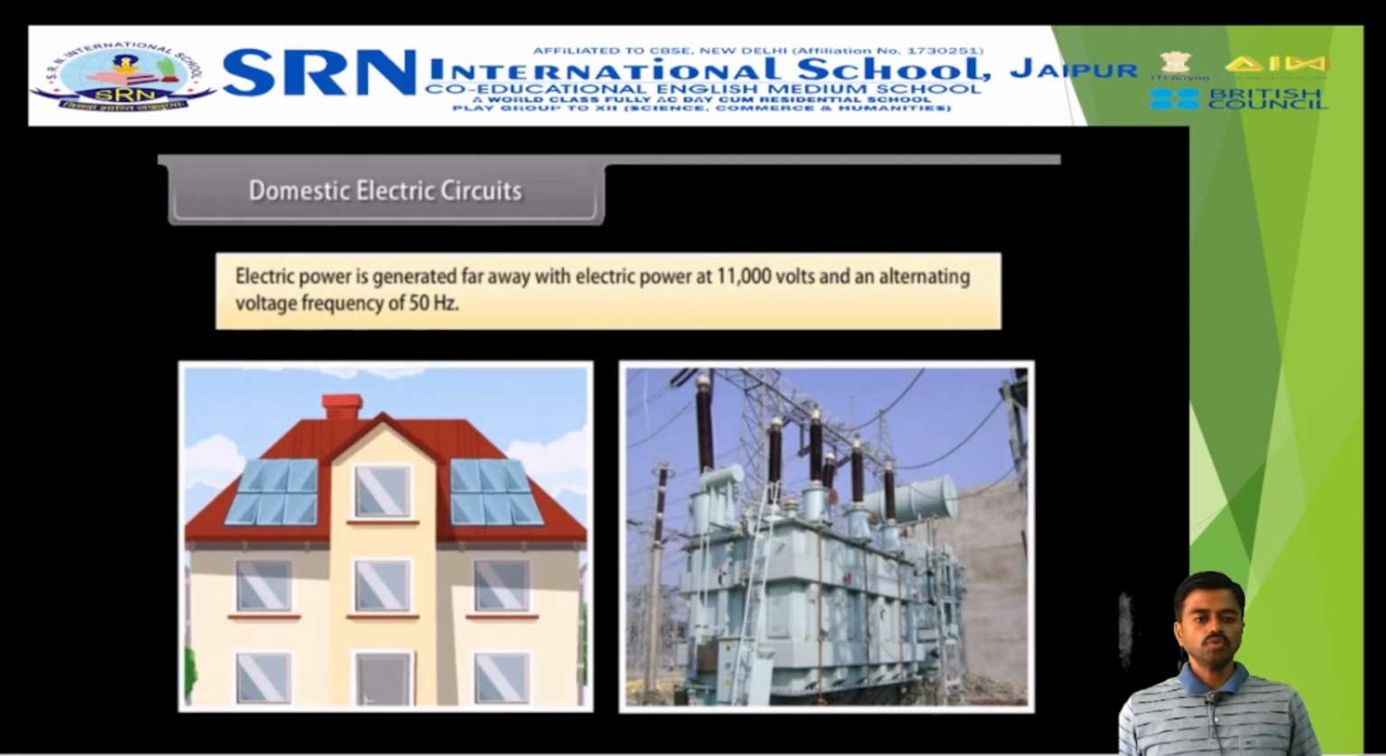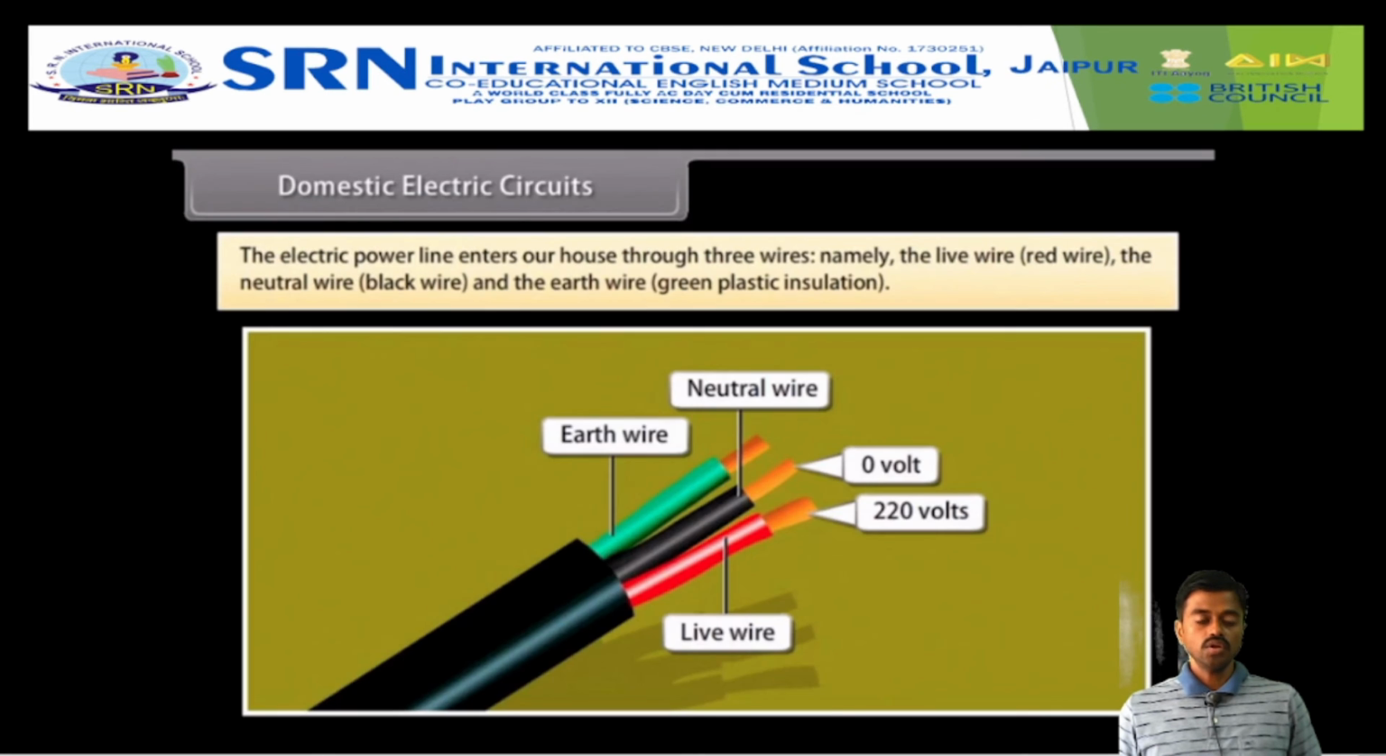Now there are some domestic circuits. Electric power is generated far away at 11,000 volts, and the alternating voltage frequency is about 50 hertz. And this image shows how power generation and power transmission work, and that power is transmitted to our homes also. Now as we know, for power transmission a very useful device, that is wires, are used.